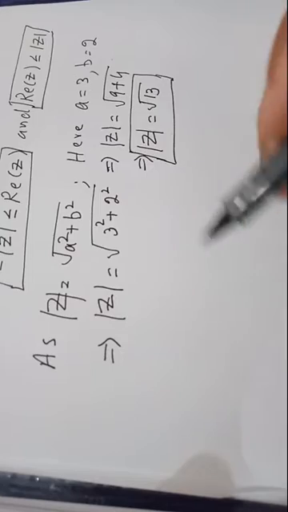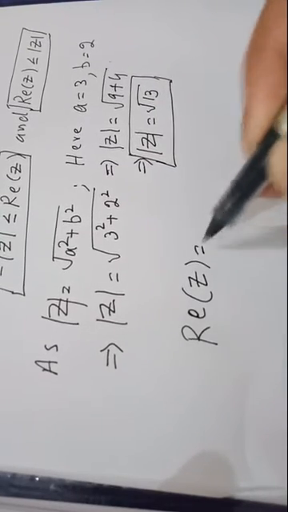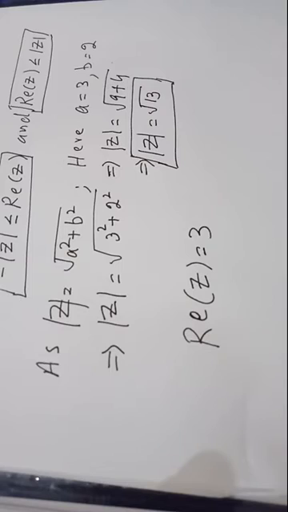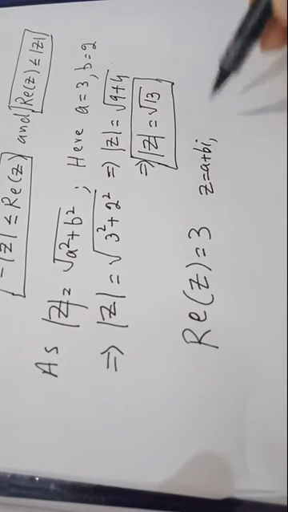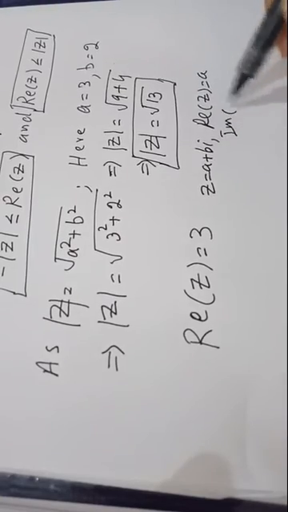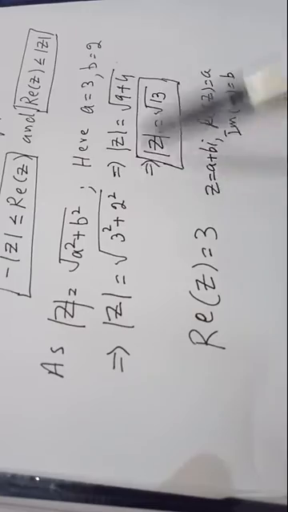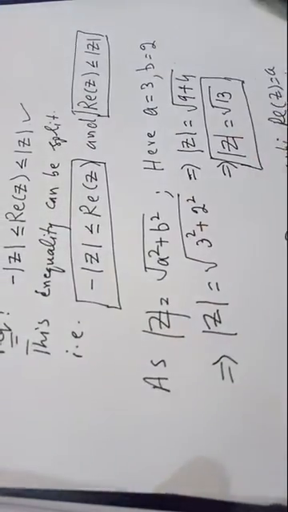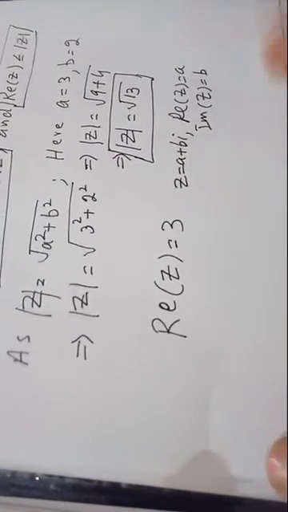Now the real part of z is equal to 3. When z is equal to a plus b iota, the real part of z is equal to a and the imaginary part of z is equal to b. So for the complex number z equal to 3 plus 2 iota, the real part is 3. So this is Re of z. You clearly see that.